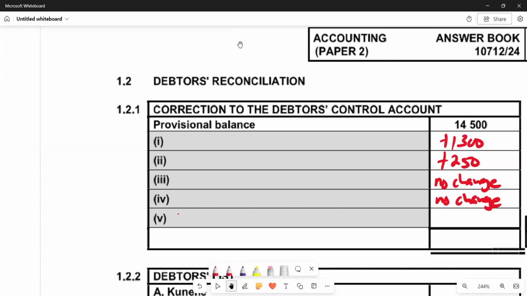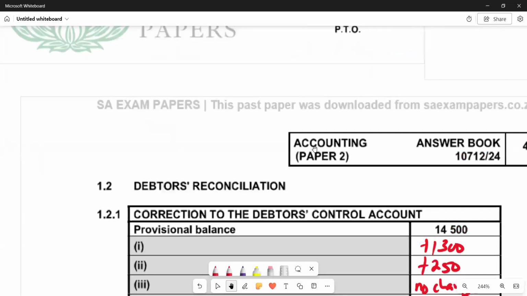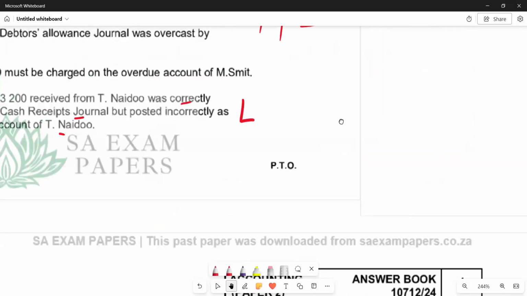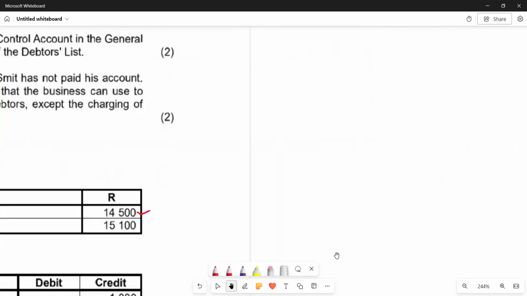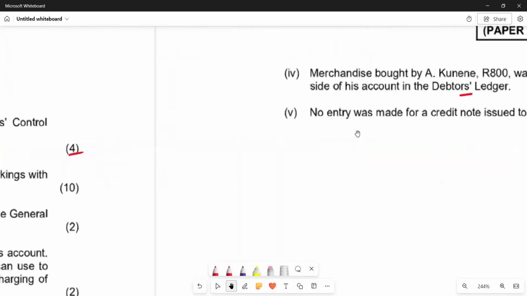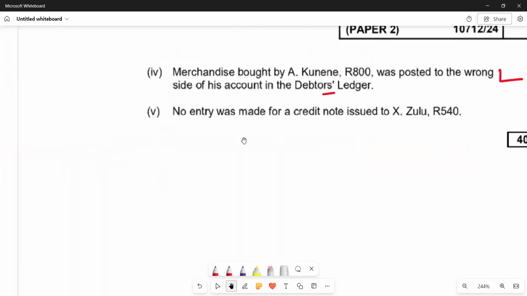Then we go to number 5. Number 5 is now saying no entry. Number 5 is saying no entry was made for a credit note issued to X Zulu, 540 rands. So this one is a credit note and it was not entered at all. It was omitted. So if it was omitted, it means it's not there in the journals. So it's also going to affect our debtors control.